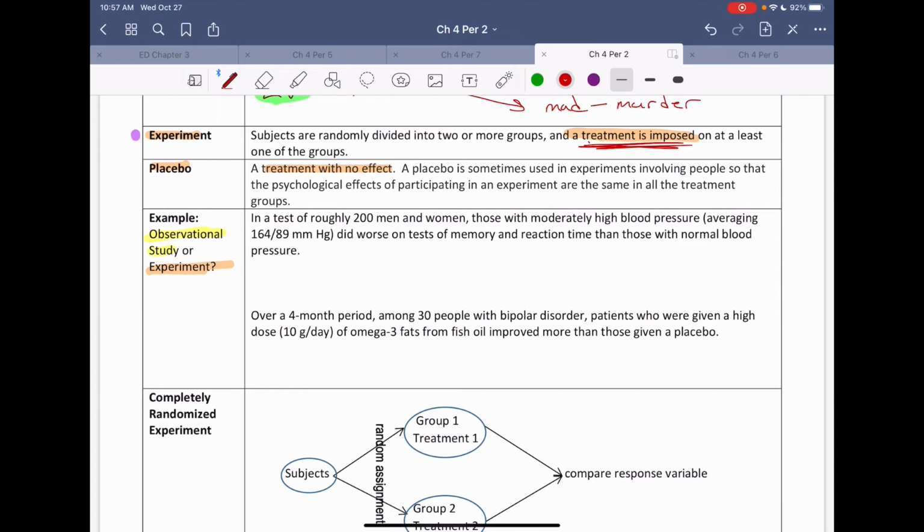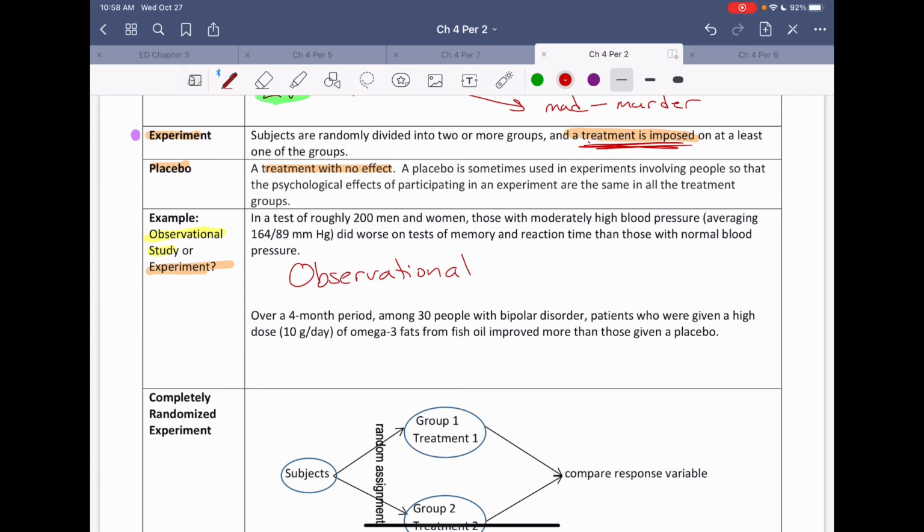So the question is always about treatment. Did they do anything to those people? Well, no, these people just showed up with high blood pressure. They didn't give them high blood pressure, right? They already had it. So this is observational. They did not impose a treatment.